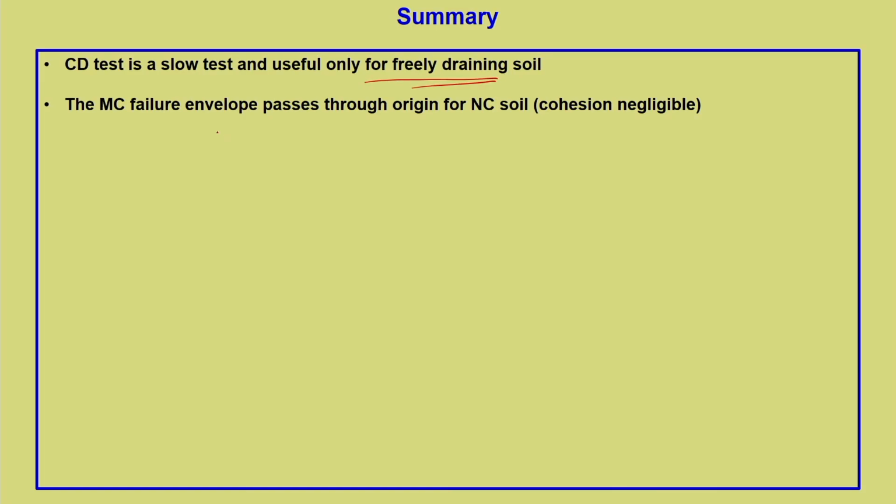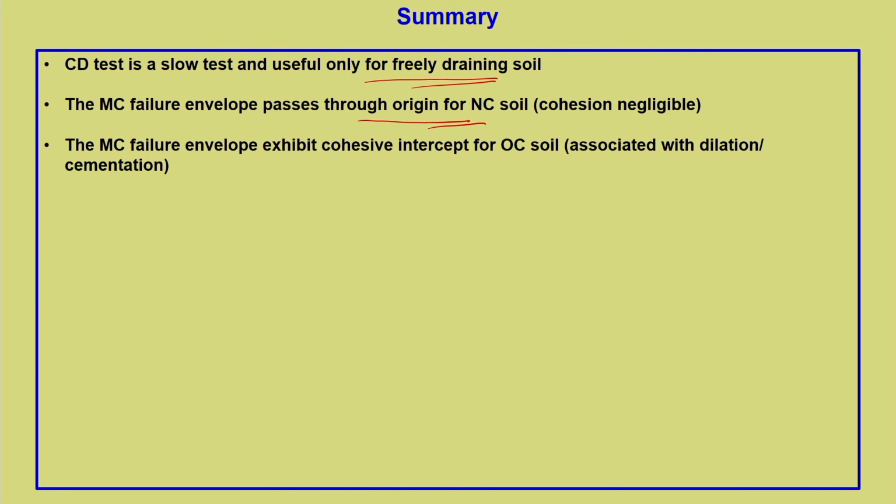So, let us now just try to summarize this lecture. The CD test is a slow test and useful only for freely draining soil. So, we have to keep in mind that even though we have understood the CD test, it is practically not useful for clays. The MC failure envelope passes through the origin for NC soil. We have repeated this several times, and this should be there in your mind. The MC failure envelope exhibits a cohesive intercept for OC soil, mostly associated with dilation or cementation if any.